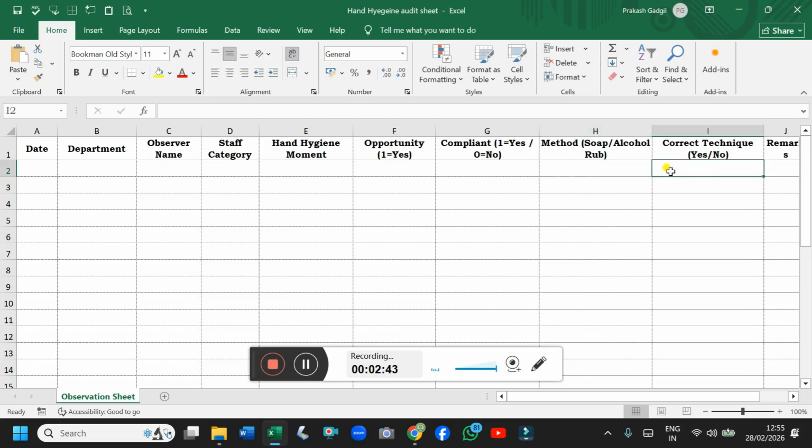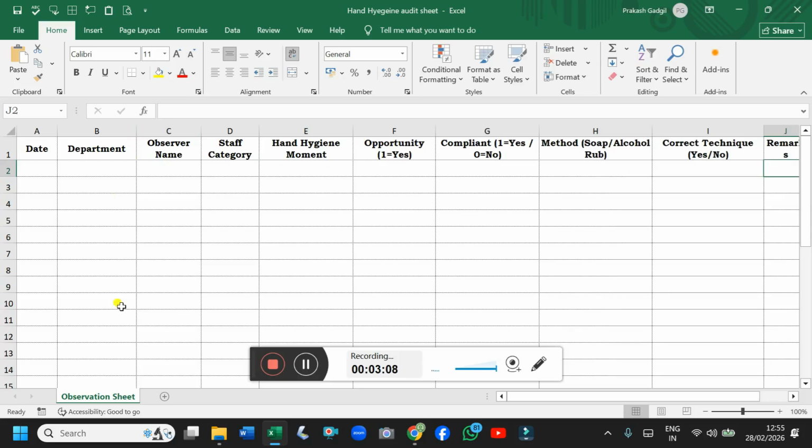In this column you should write yes or no, whether correct techniques were used. That means 5 steps, 3 steps, 7 steps, whatever are there, whether exactly it was followed or not. The hands were dried properly or not. And other things which are the techniques of hand hygiene, they are being adhered or not. Yes or no will be there. And this will be a remark column.